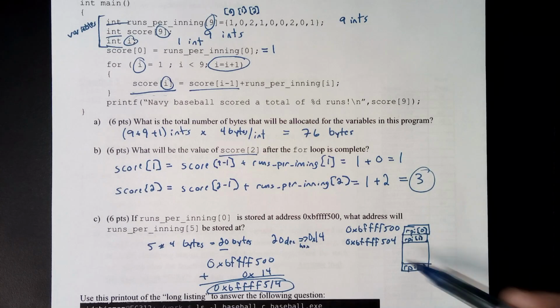You could also just continue this diagram down until you get to RPI 5 and you would get the same answer, right? Just add 4 each time. That might be a little bit easier, but regardless, show your work for how you're getting that answer.